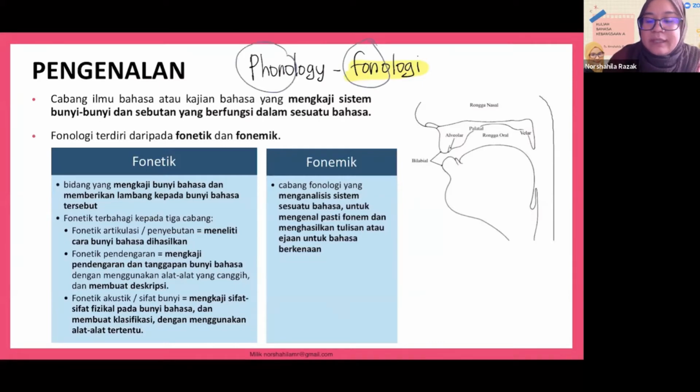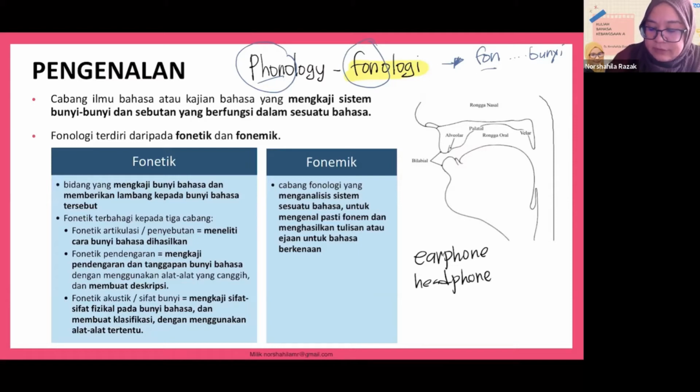Fono ni. Okey. So jadi semua alatan yang berkaitan dengan fon adalah mesti berkait dengan bunyi. Please help me to list down what is the item or tools that you have with the word phone. Such as headphone that you're using now, maybe earphone, kan? You can see your earphone, your headphone, your telephone, mobile phone. Everything here have a phone.